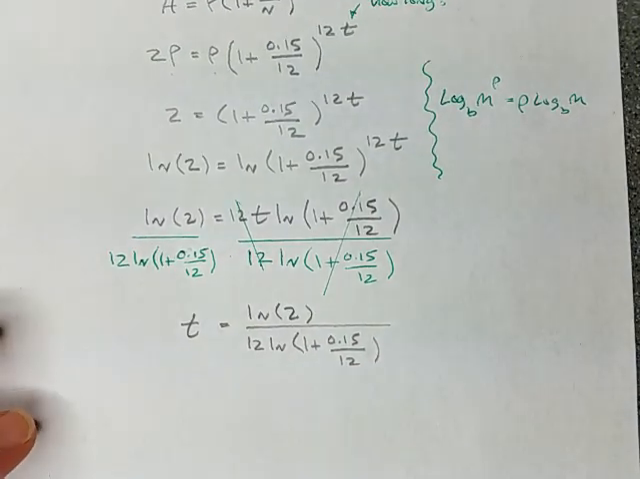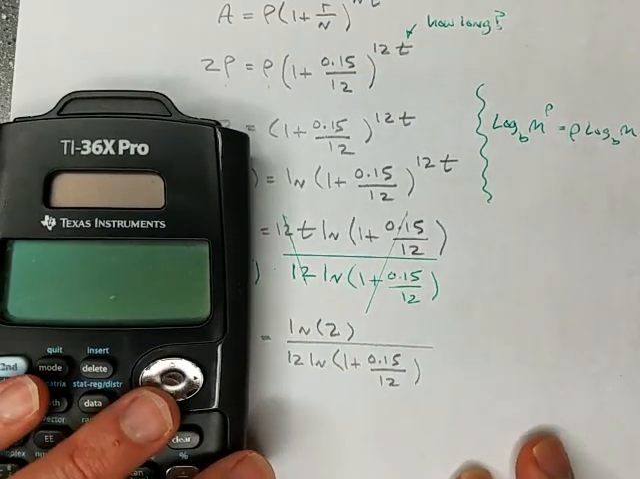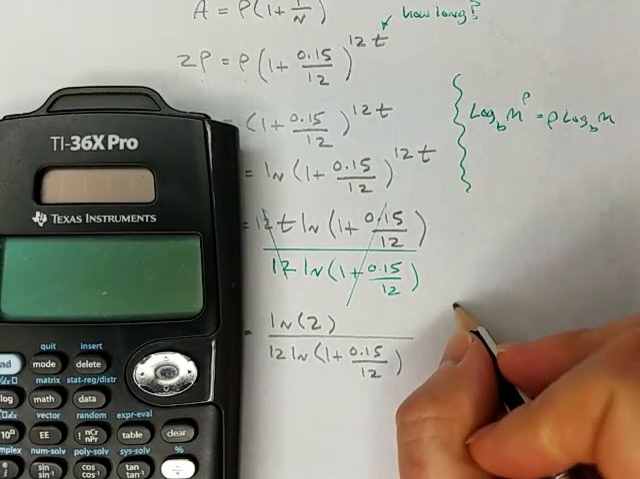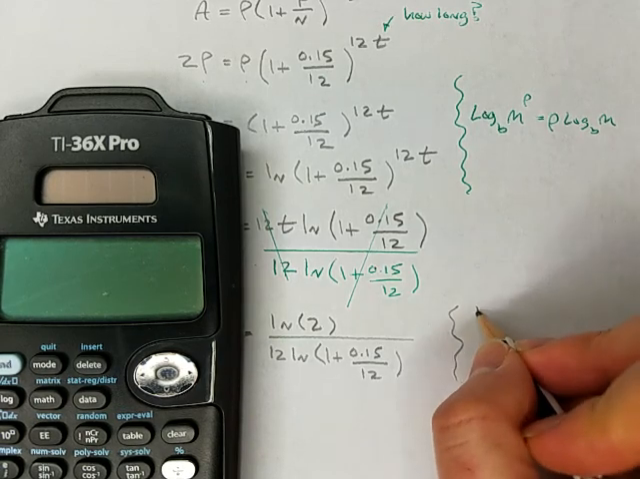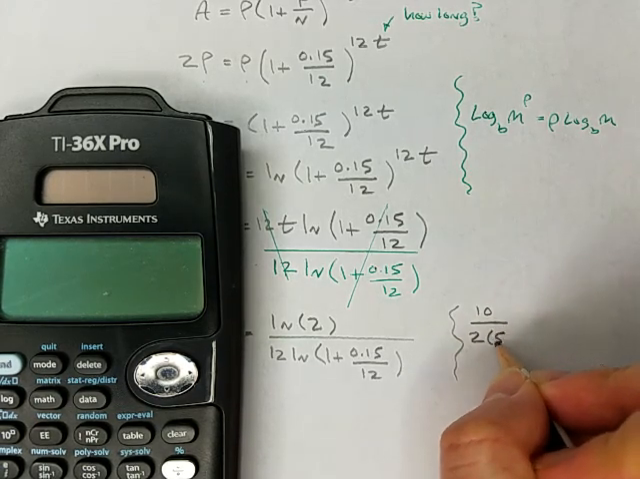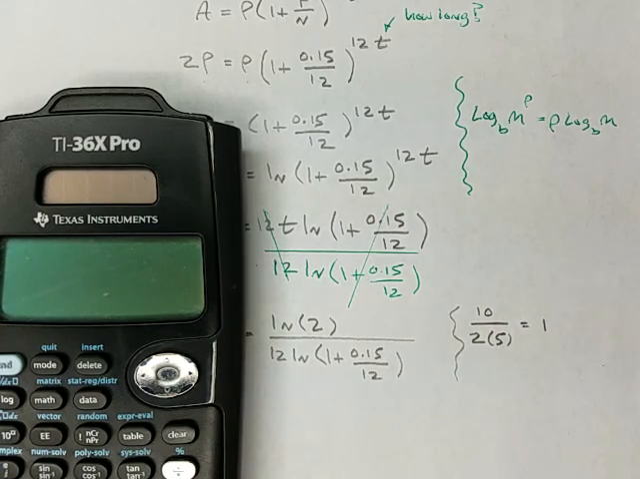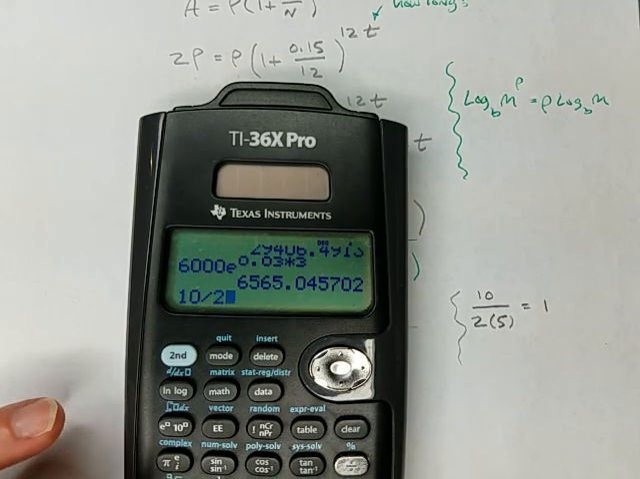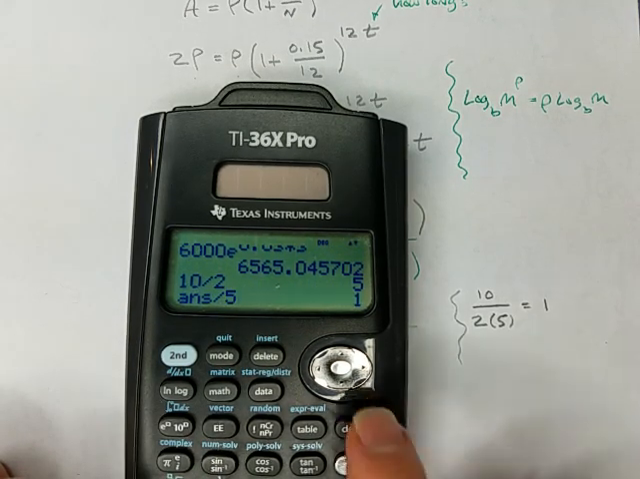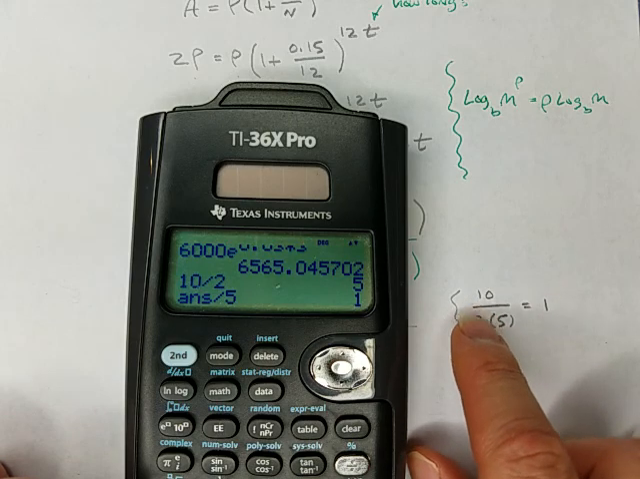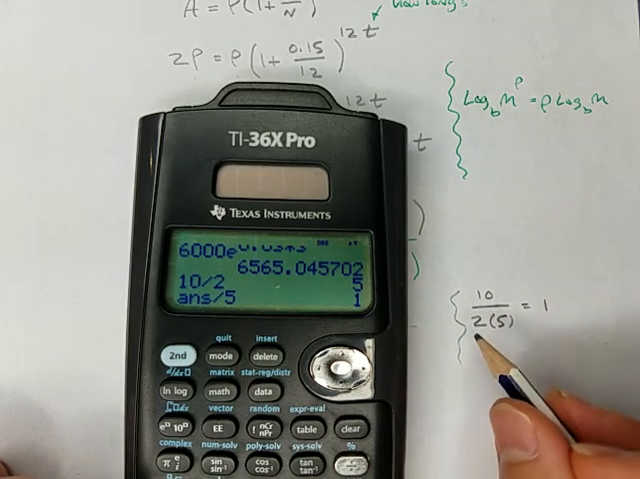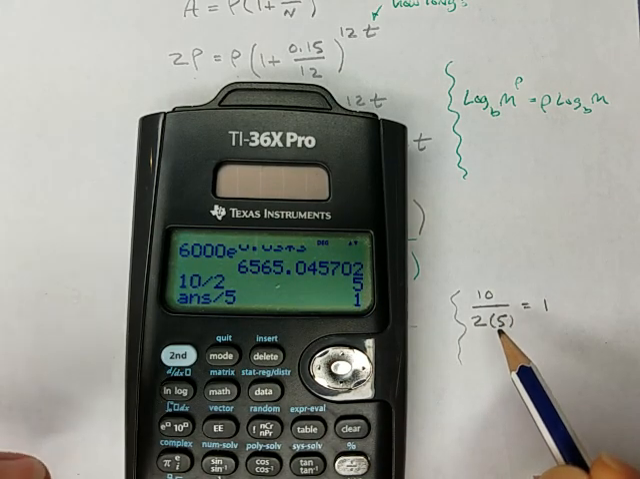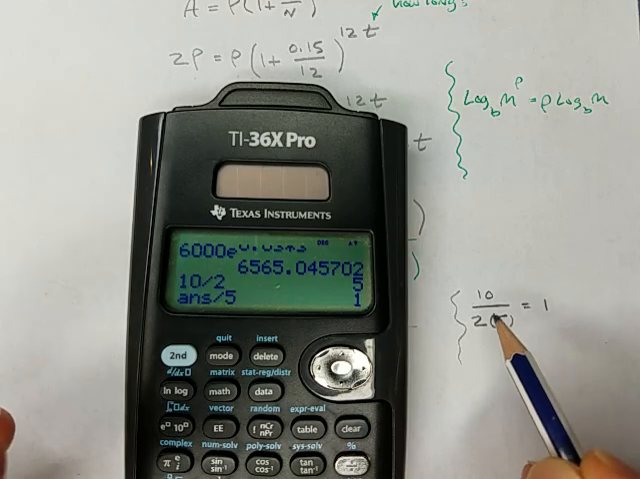All right, let's put this in the calculator. Here's how we can do it. So let me give a quick analogy. What's 10 divided by 2 times 5? Shouldn't that be 1? Okay, so watch. I can take 10 and I can divide by 2, and then I can divide by 5, and I get 1. You can divide those numbers one at a time. You can take 10 divided by 2, whatever that answer is, and then divide that answer by 5. All right, in other words, you can divide one at a time.